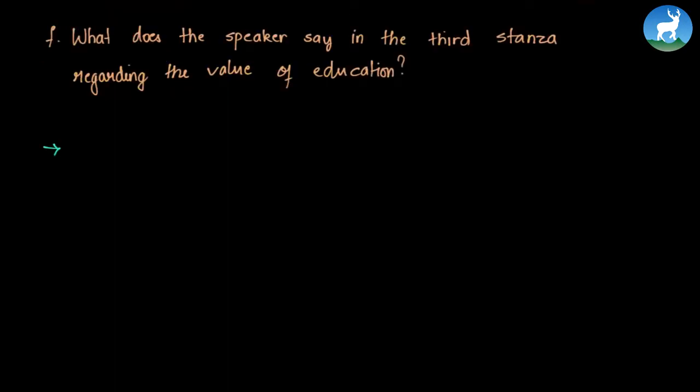What does the speaker say in the third stanza regarding the value of education? In the third stanza, we have a student's point of view, where a student says none of the content of this course has value or meaning. So regarding education, the person says it's valueless or meaningless, and that any activity that we undertake in our classroom will not matter because it's purposeless.